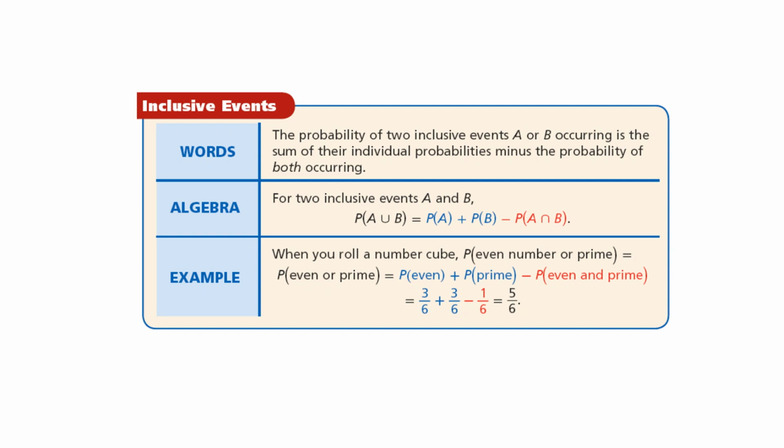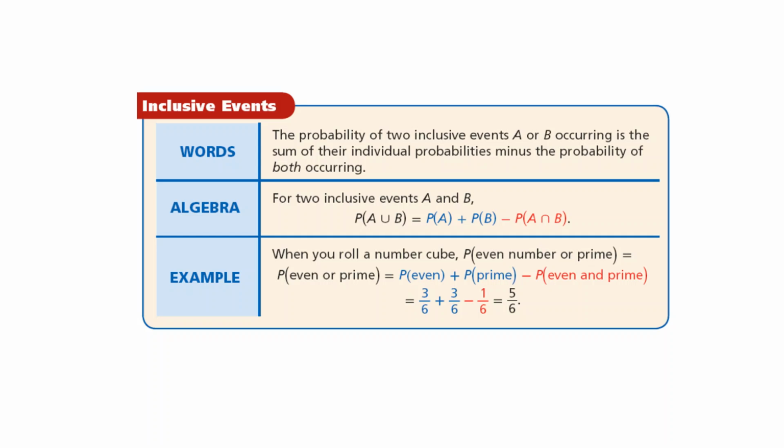All right, so here's a chart that's going to tell us about inclusive events. In words, the probability of 2 inclusive events, A or B, occurring is the sum of their individual probabilities minus the probability of both occurring. In algebraic terms, for 2 inclusive events, A and B, the probability of A or B is equal to the probability of A plus the probability of B minus the probability of A and B.